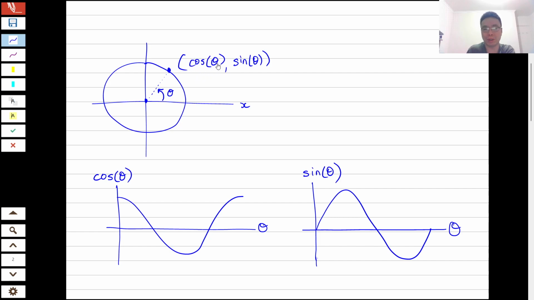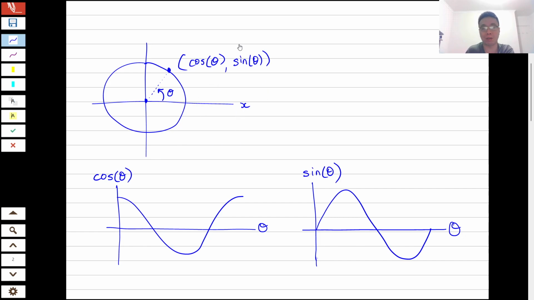Now what we're going to do is let theta vary. So for each value of theta, as I make my way around this circle, I'll plot a graph showing cos theta, or the x values, versus theta, and I'll plot a graph showing the y values, or sine, versus theta.